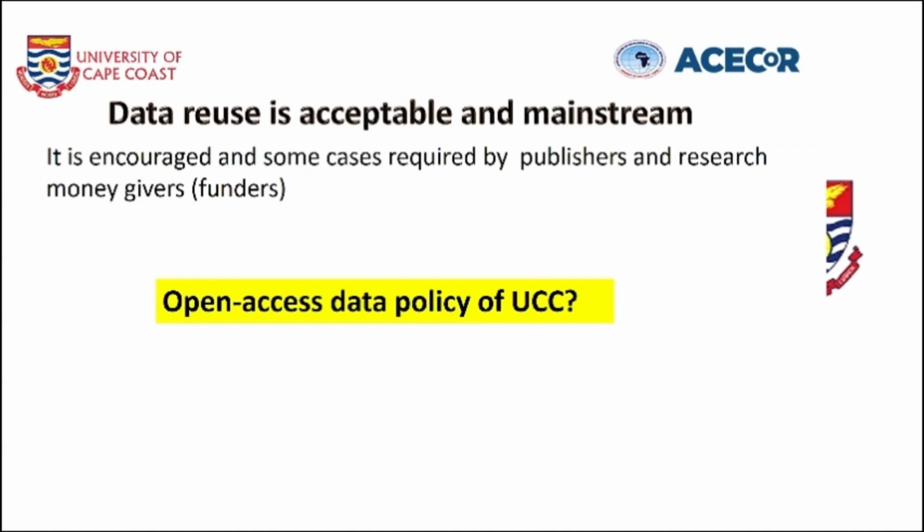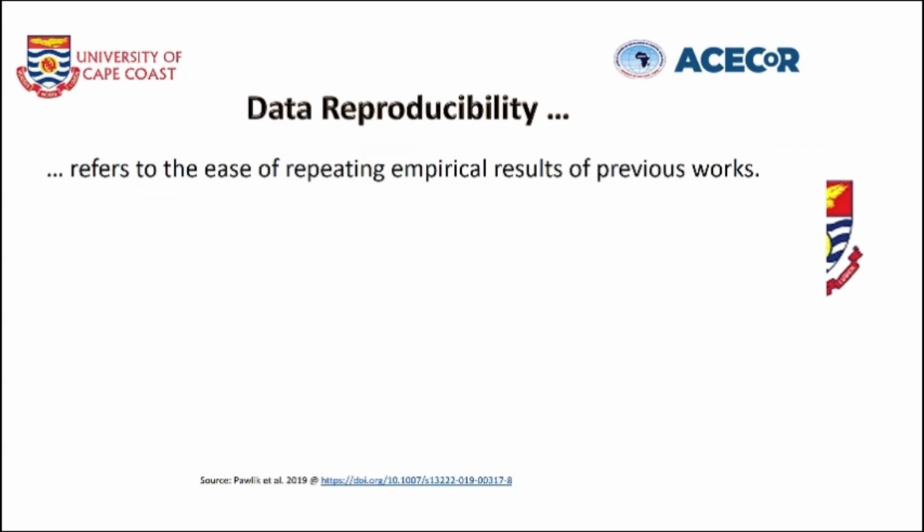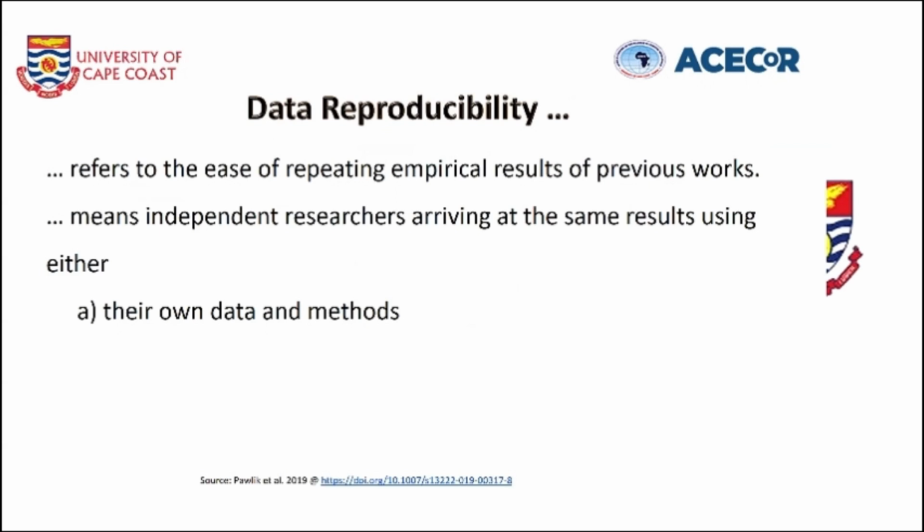So that then, let's look at data reproducibility. What does it mean, and why do we need it? Well, when we talk about data reproducibility, we're talking about efforts to make it easier for others to repeat the outcome of our previous research. And this means that the results we obtain from our research should be obtainable by others using their own data and their own methods. If you claim that you found that 1 + 1 is equal to 2 as part of your research, then an independent researcher should be able to arrive at the same conclusion by using their own data and method. And that is what data reproducibility means.